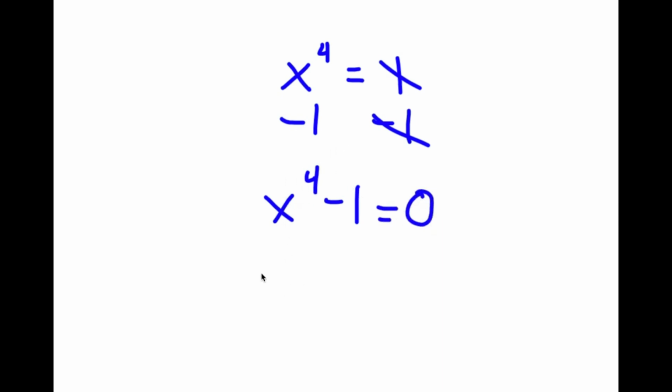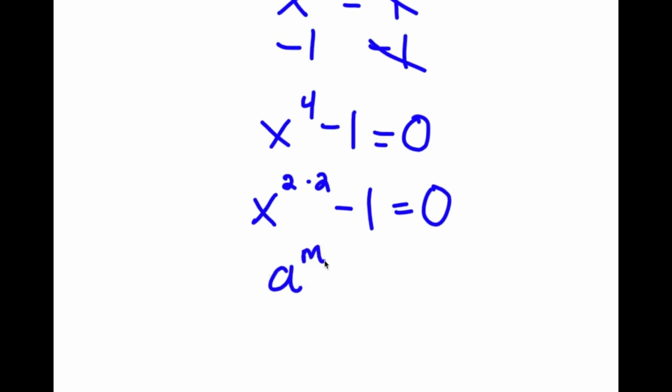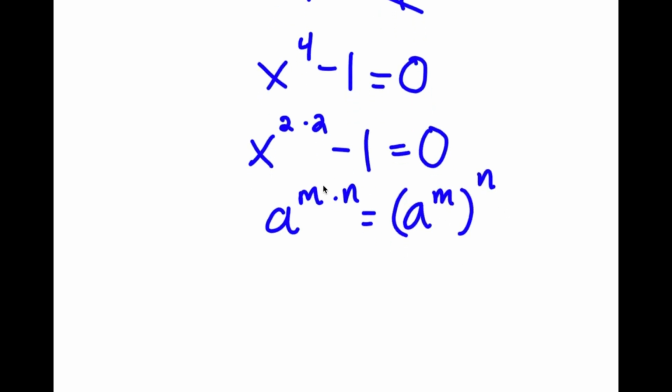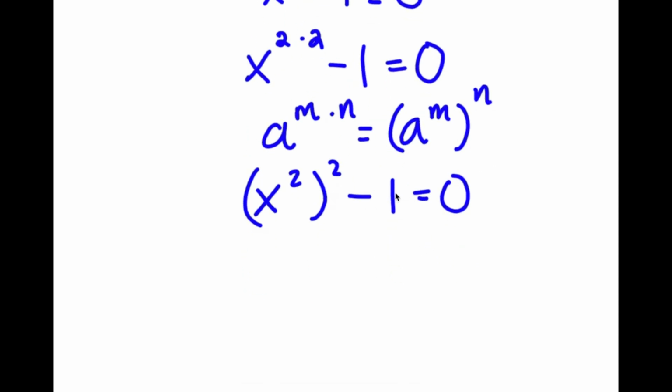Now x to the power of 4, I can rewrite this as x to the power of 2 times 2. And if I have something in the form a to the power of m times n, this is equal to a to the power of m to the power of n. So x to the power of 2 times 2, I can write this as x to the power of 2 to the power of 2. Now I have this minus 1 is equal to 0. Now 1 is the same thing as 1 squared. So I have x squared to the power of 2 minus 1 squared is equal to 0.